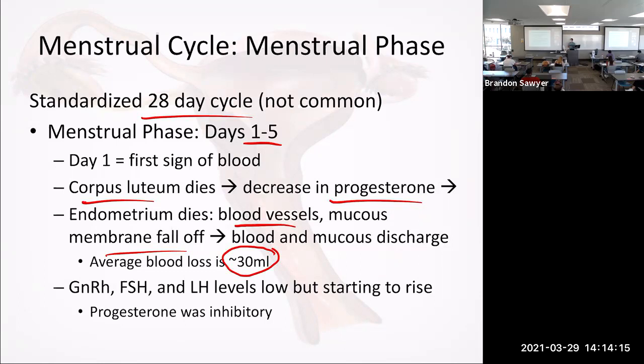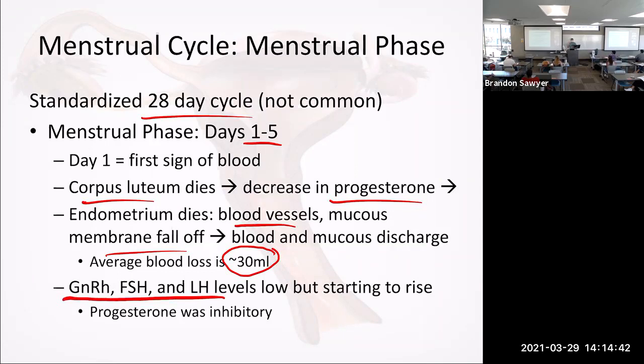Okay, and so a few things you'll want to know from each stage of the menstrual cycle are, number 1, what days are included in it? Number 2, what are the key events going on here? But then also, what are the different hormones looking like at this point, right? Which ones are high, which ones are low, and then what is going on with the egg and the follicle in each one?